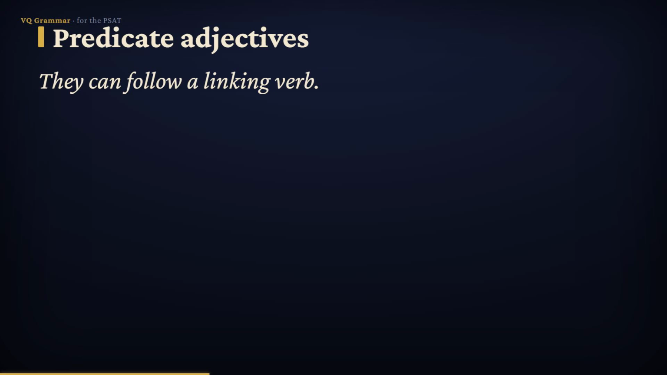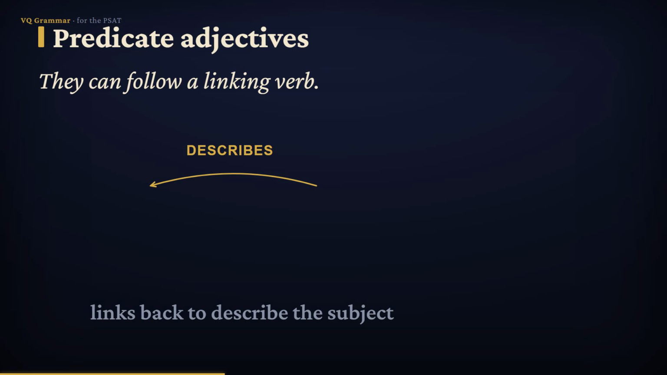But an adjective doesn't have to come before its noun. Sometimes it follows a linking verb, like is, and reaches back to describe the subject. The barn is red. Here, red comes after is, yet it still describes the barn at the front. When an adjective follows a linking verb this way, we call it a predicate adjective. Same job, just a different seat in the sentence.